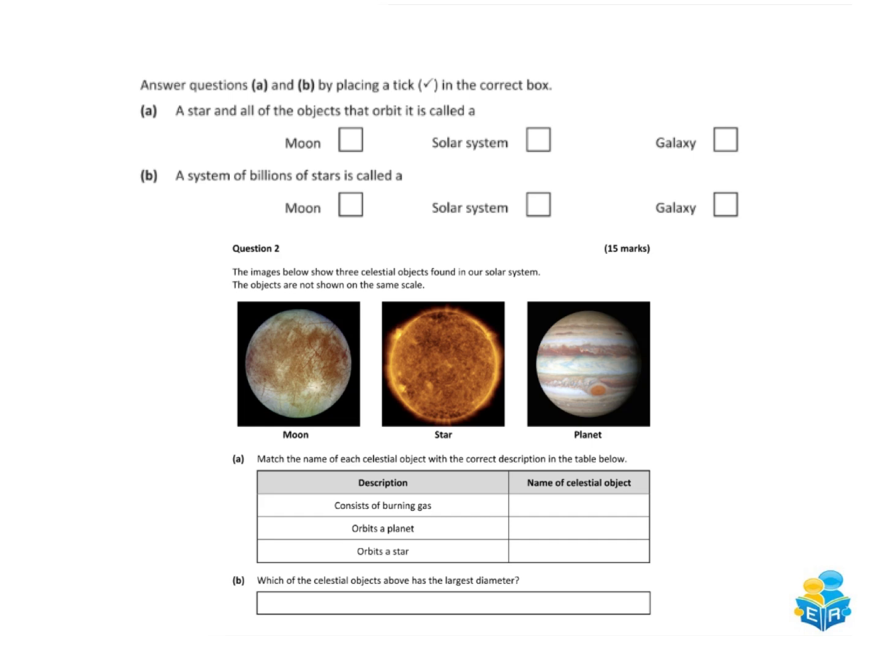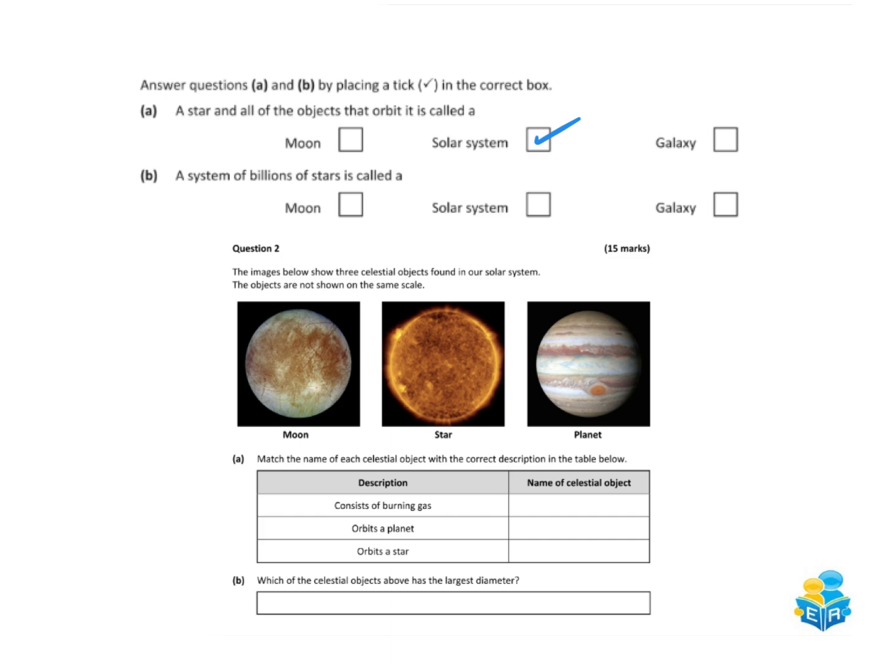Okay, so we're going to have a quick look at a question that's appeared in an exam before based on all of this. It's actually 2 questions here. Answer questions A and B by placing a tick in the correct box. A star and all of the objects that orbit it is called, is it a moon, a solar system, or a galaxy? Well, it's not a moon, because a moon is a satellite. That's an object that orbits another object that orbits the sun. A galaxy is a collection of solar systems and lots of stars associated with that. And then the solar system is actually the required one here. That's a star and all of the objects that orbit it.